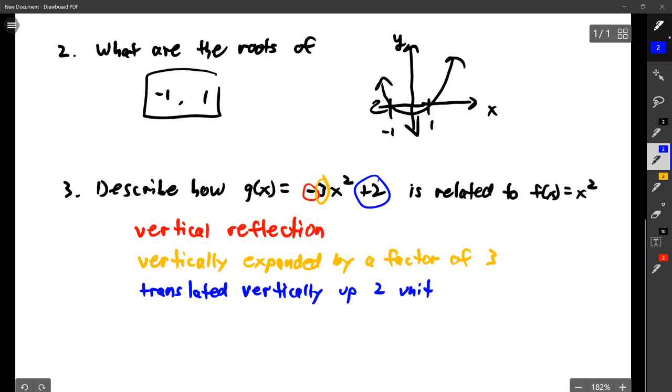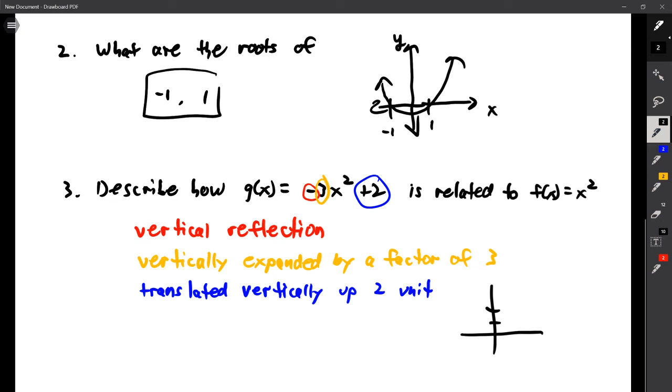So we put these pieces together, and the question didn't ask you to do this, but if we did a little sketch of what this parabola would look like, we know it's shifted up 2 units, and it's vertically expanded, so it's going to be narrower, and it has a vertical reflection. So it's going to be up 2 and upside down because of the vertical reflection, and a lot narrower. So I'm going to go with something kind of like that. Again, x-axis, y-axis. Okay, so that's what would be going on.